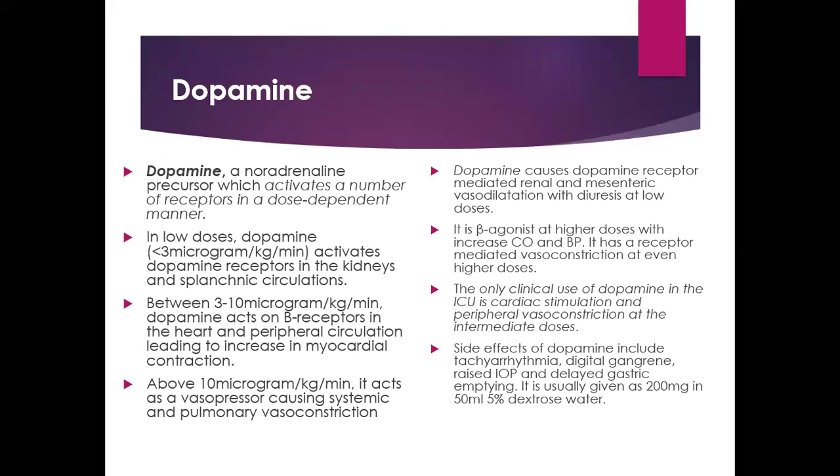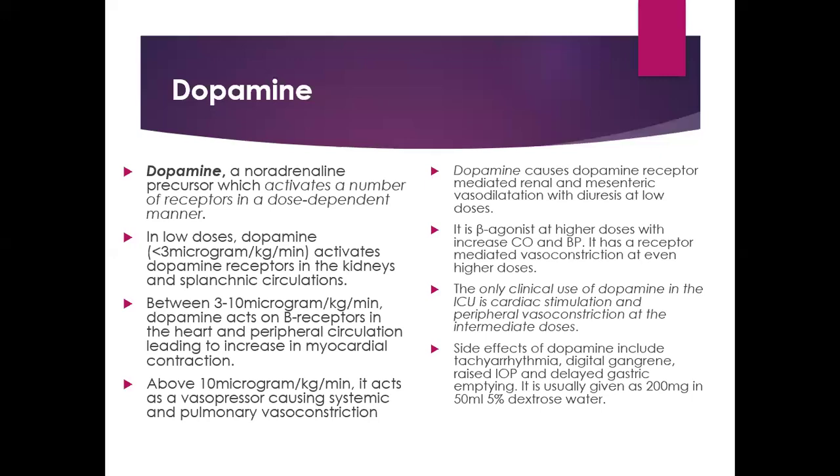Between 3 to 10 microgram per kg per minute, dopamine acts on beta receptors in the heart, which leads to increased myocardial contractility. Above 10 microgram per kg per minute, it acts as a vasopressor, causing both systemic and pulmonary vasoconstriction. Its beta agonist activity makes it still relevant, especially in the ICU when we do not have alternatives.